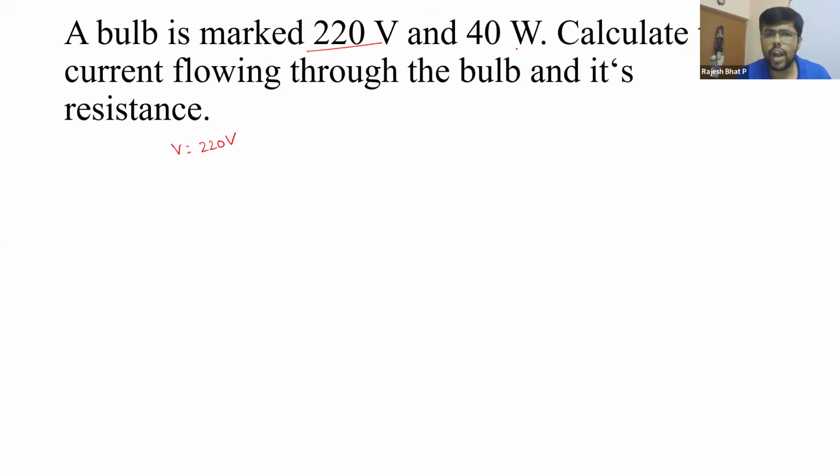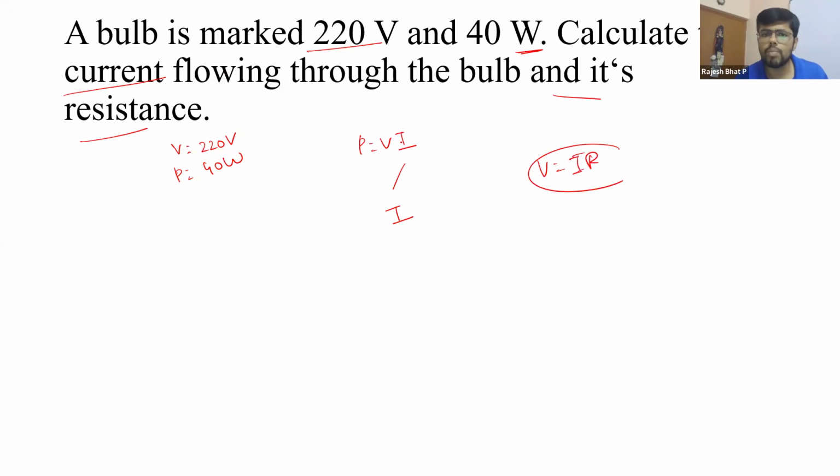Okay, so see, watt, power. Okay, so power is equal to 40 watts. So what to find out? Calculate the current, calculate its resistance. Again, P is equal to VI you will use. From this you will find what? Current. How do you find resistance? Very easy. V is equal to IR equation. Same like the last problem.